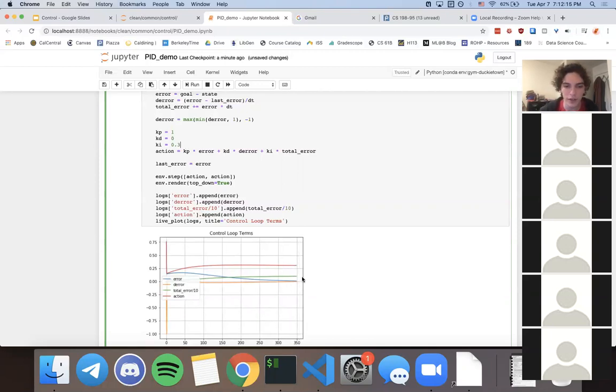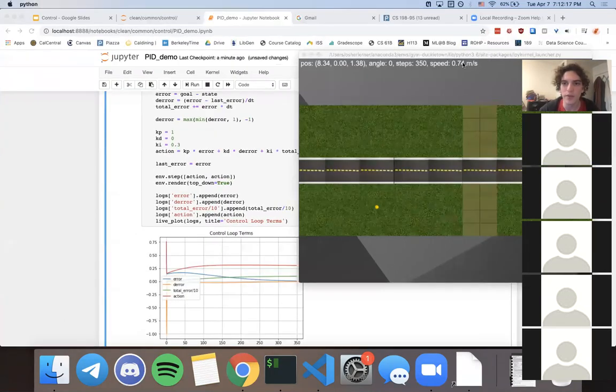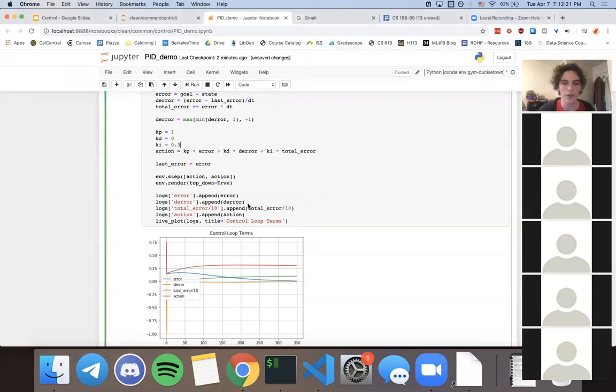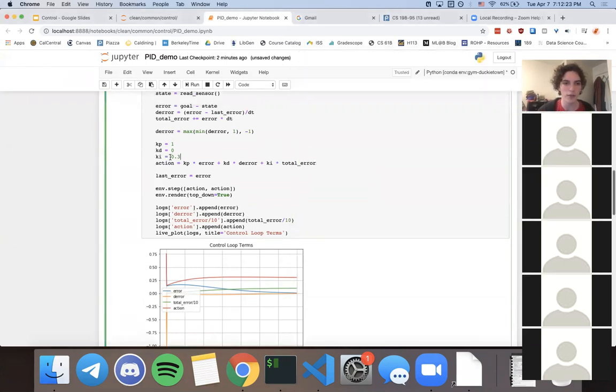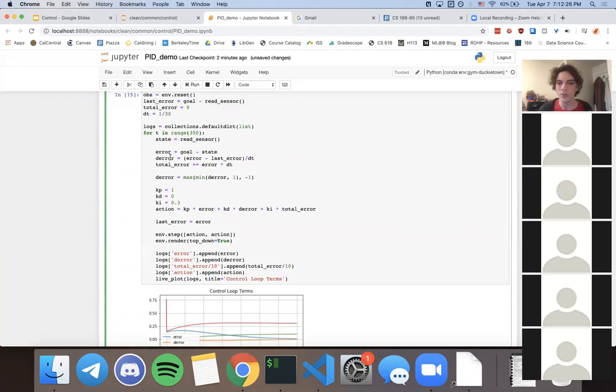And look, our error is getting to 0. Our speed is 0.74. Blam. Okay, and we finished the time allotted to this control loop. So we just implemented what's called a PID controller. The nice thing about this is that it's pretty intuitive.